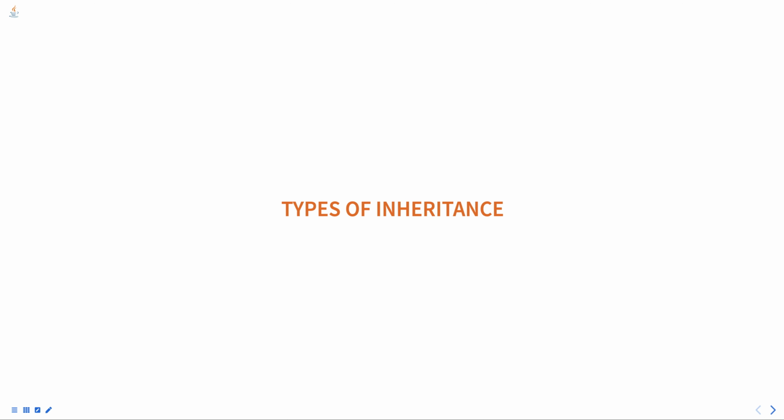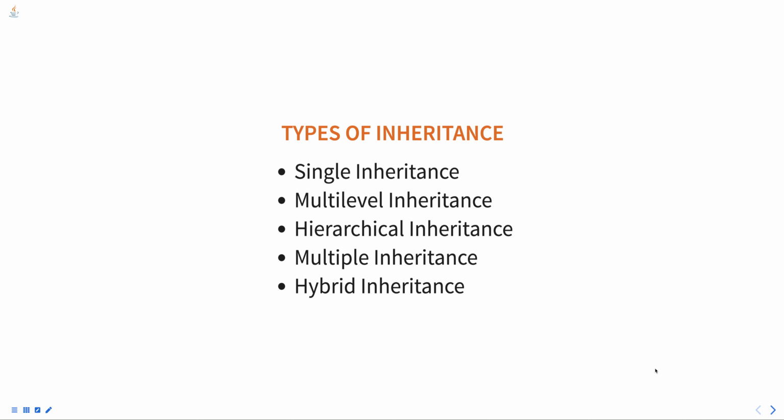Hello everyone. Today we are going to talk about types of inheritance in Java, part of programming in Java course. In Java, there are several types of inheritance. Single inheritance, multi-level inheritance, hierarchical inheritance, multiple inheritance, and hybrid inheritance.